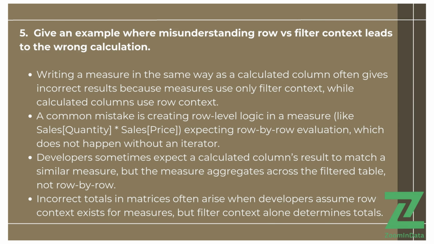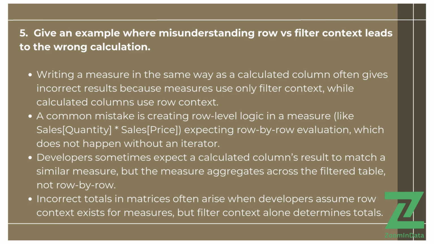Fifth question. Give an example where misunderstanding row versus filter context leads to the wrong calculation. Writing a measure in the same way as a calculated column often gives incorrect results because measures use only filter context, while calculated columns use row context. A common mistake is creating row-level logic in a measure, like Sales Quantity multiplied by Sales Price, expecting row-by-row evaluation, which does not happen without an iterator.